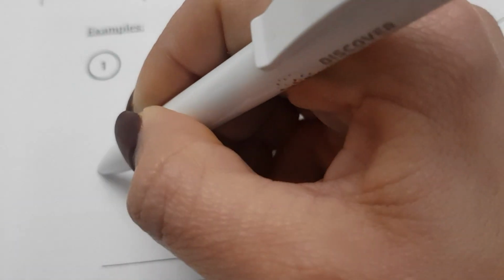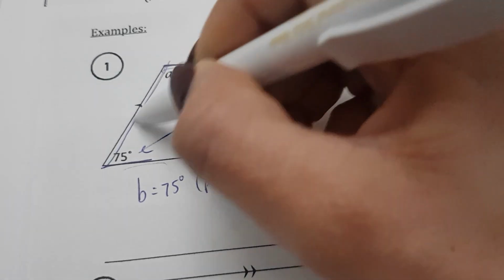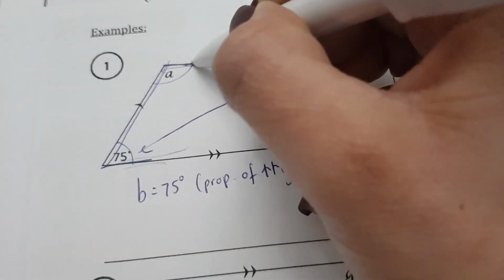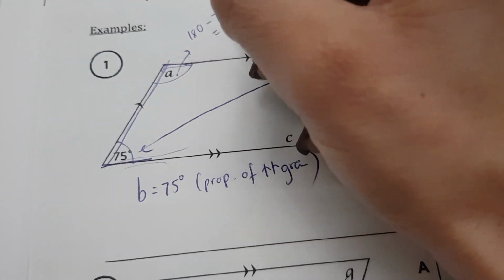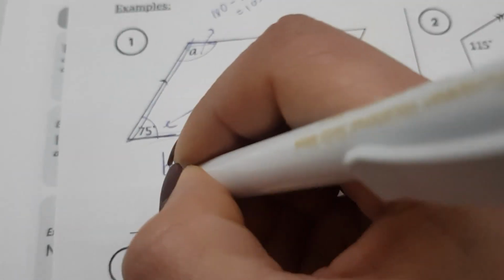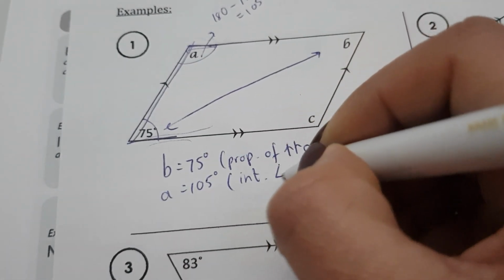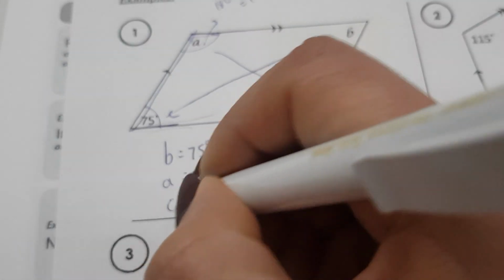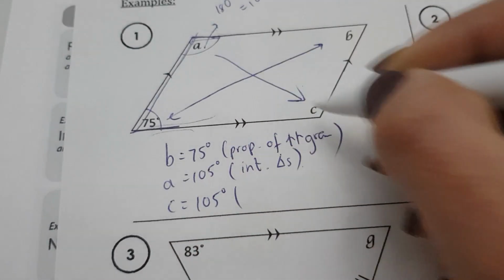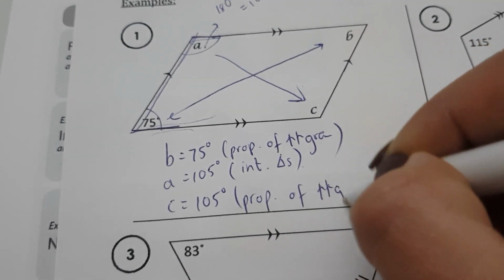Okay, the 75 degrees and A are interior angles, so they add up to 180. So to find A, it's 180 minus 75. So A is 105 degrees, interior angles. And C is the same as A, because opposite angles in a parallelogram are equal, by the properties of a parallelogram.